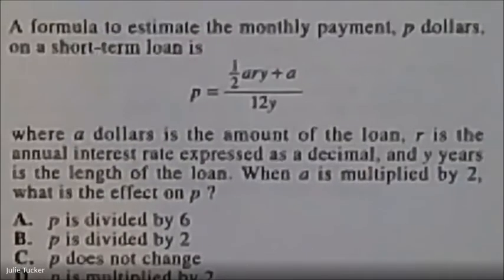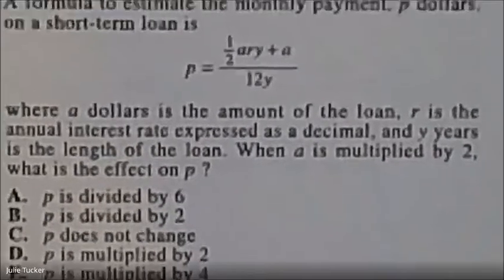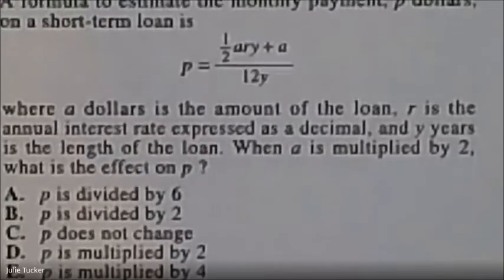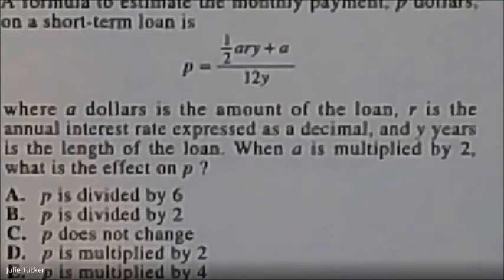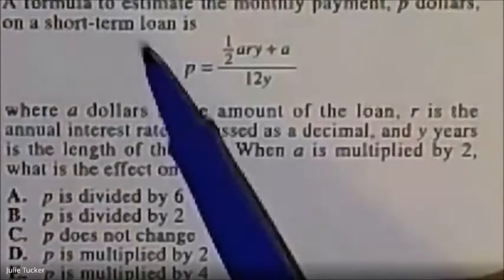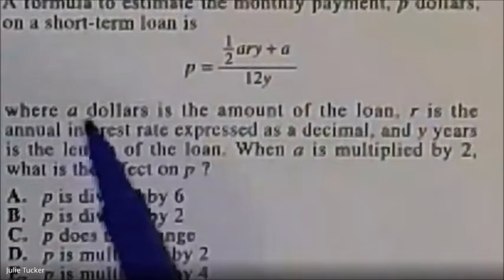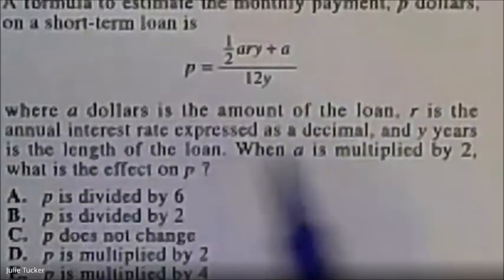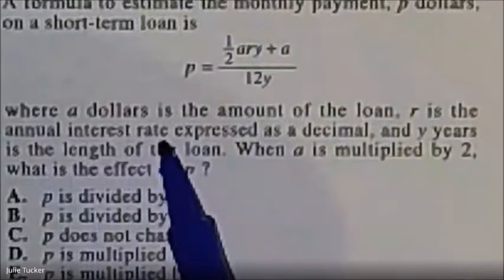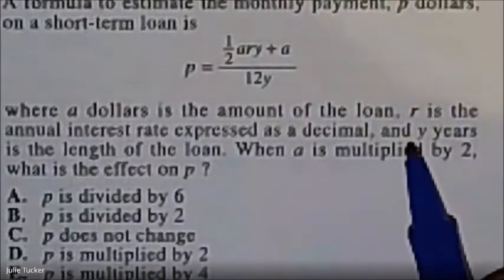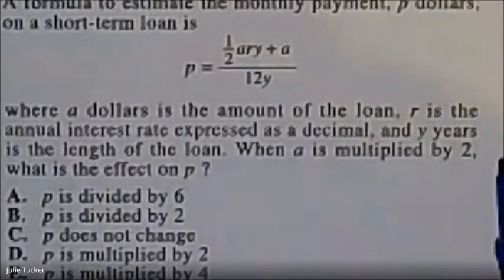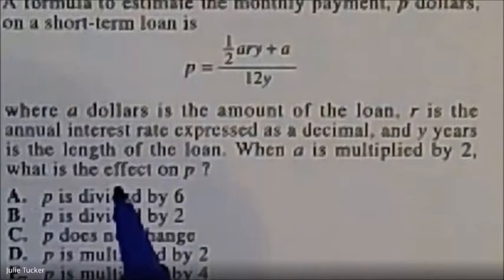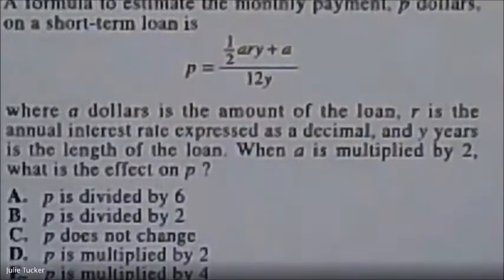So they're doing that on purpose. They know you've never seen the formula. I know that seems mean, but they're trying to see if you can understand how to use any formula, which is to replace the letters with the numbers. Then it explains what all the letters mean. A is the amount of the loan. R is the annual interest rate as a decimal. Y is the years. And when A is multiplied by 2, what is the effect on P?